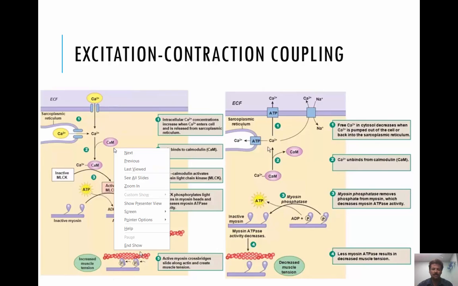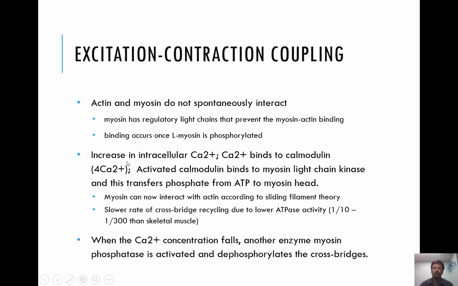The question now we ask is, how do you stop contraction? Well, when the calcium concentration falls, another enzyme gets activated called myosin phosphatase. Whereas kinases add a phosphate, phosphatases remove phosphates. And so what this phosphatase does is it takes the phosphate off the myosin head. And once the phosphate is removed, over a period of time, the myosin detaches from the actin.